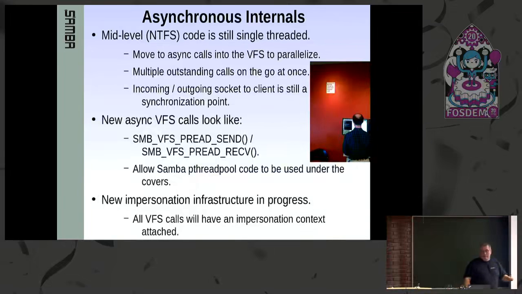The impersonation infrastructure is in progress, not put in the code yet. What we're planning to do is every single VFS call will basically have a user credentials structure attached, so that it's basically saying asynchronously do this thing as this user. So at that point, all of the underlying code has the information it needs if it needs to change credentials.